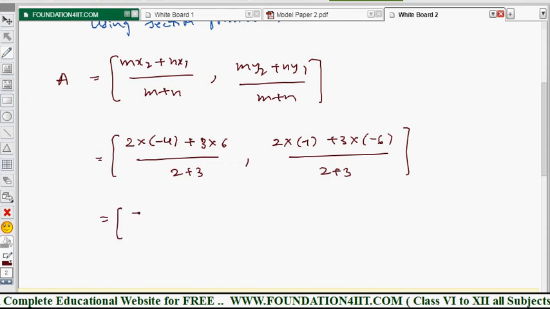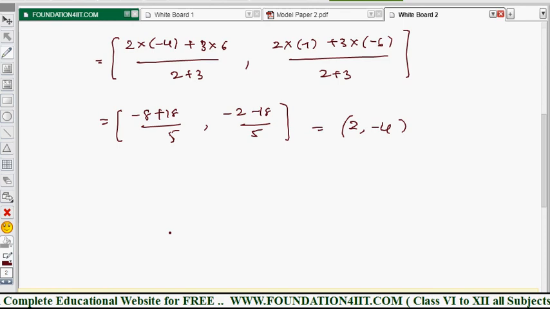So that is minus 8 plus 18 by 5, and minus 2 minus 18 by 5, and that is 2 comma minus 4, right? Minus 8 plus 18 is 10, 10 by 5 is 2. Okay, so this is the A. So point A we got.